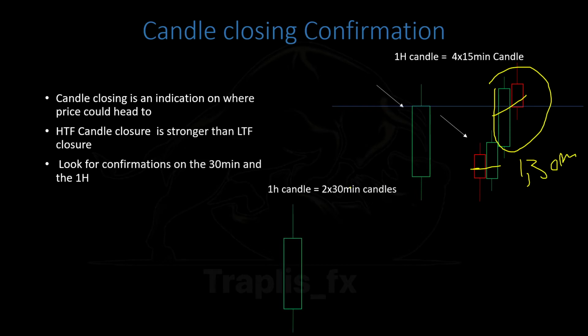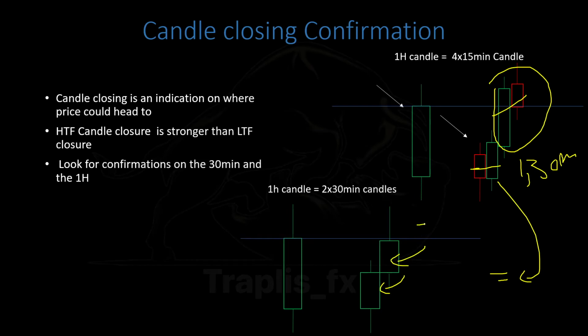So you have the 1 hour, which created the resistance. Then you have the first 30-minute. So this is equal to this. Then you would have the second 30-minute, which is this, is equal to this. Because these two, when they go on the higher time frame, would look like this.